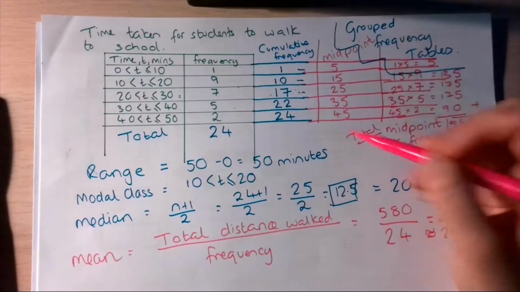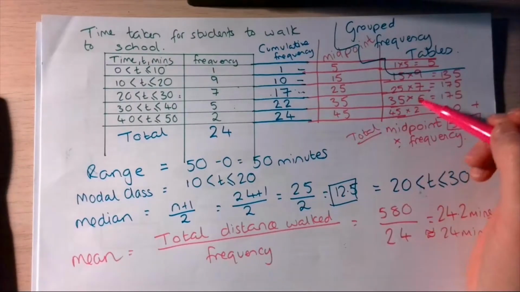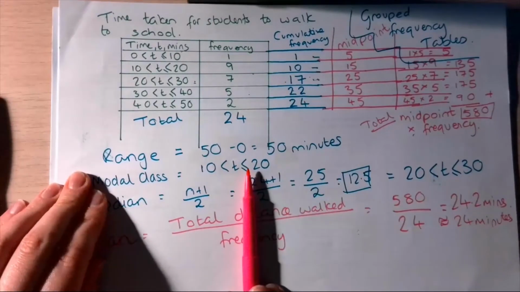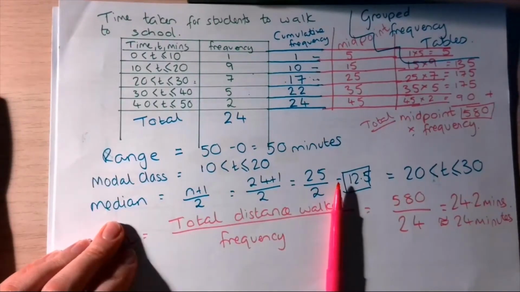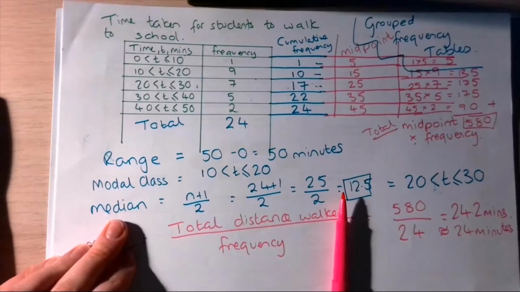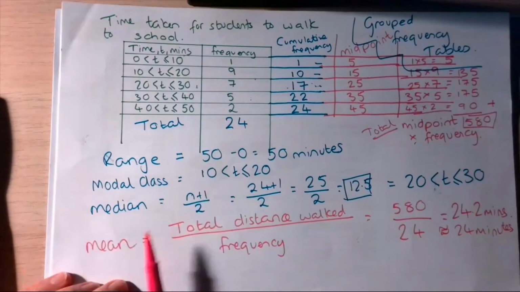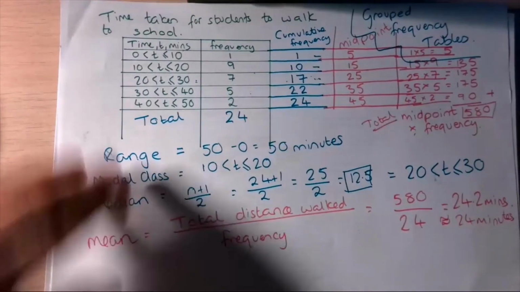Make sure you're paying careful attention to this bit, because this is where I think you're going to get unstuck. I don't think you're going to have any issues with the range or the modal class. The median is fairly straightforward once you've done it a couple of times. It's just remembering this bit. This is where you might go a bit wrong. So let's try another one.